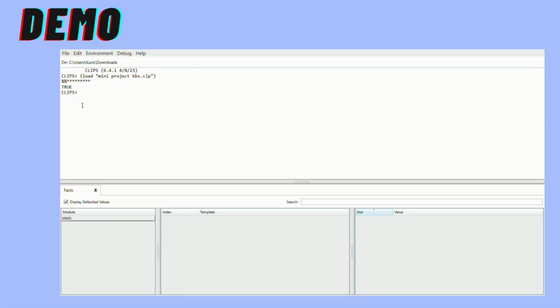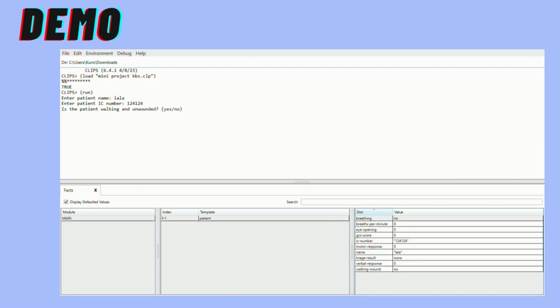So now we can show the demo. First we run the program, then it will ask us to enter our name and a number, and it will ask whether the patient is walking and wounded. If the patient is okay, then yes. So the system will tell us the patient is in the green zone because he can walk, so he is okay.